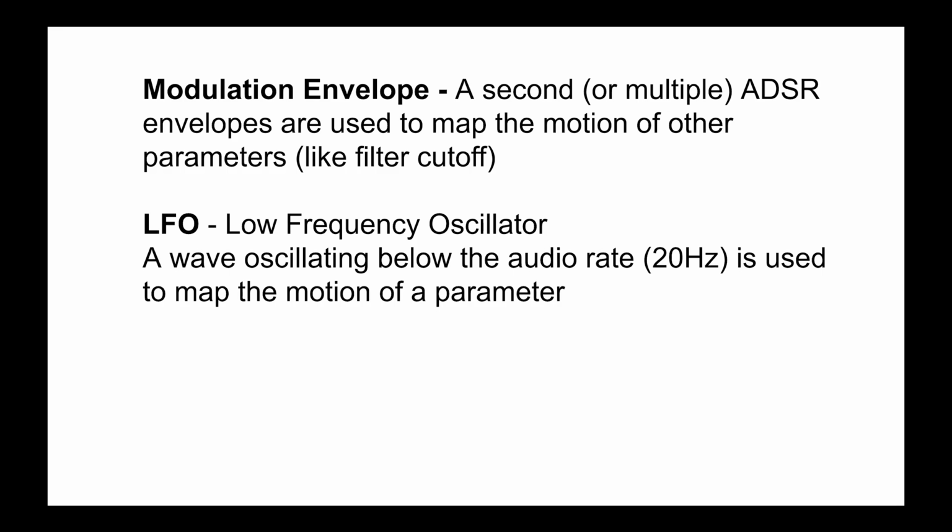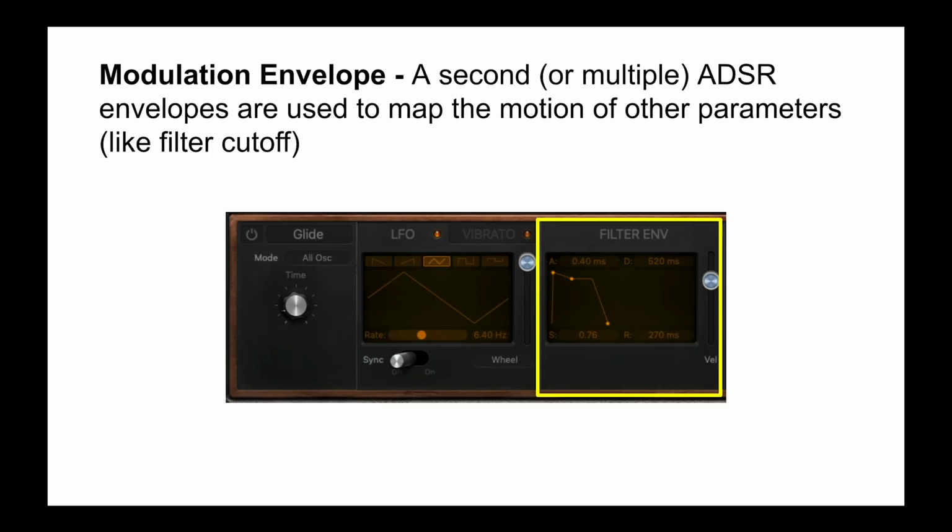And there are way more than this too. There's also something called a sequencer that we can use in Alchemy to do this as well. So there are other methods for oscillating sound and changing sound with modulation. The mod envelope is a second or multiple ADSR envelopes used to map the motion of the parameters.